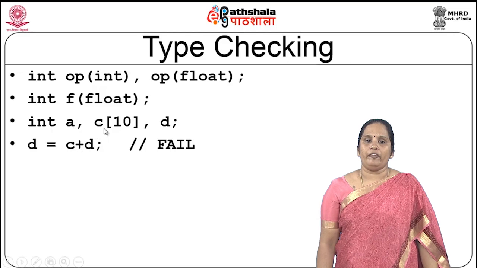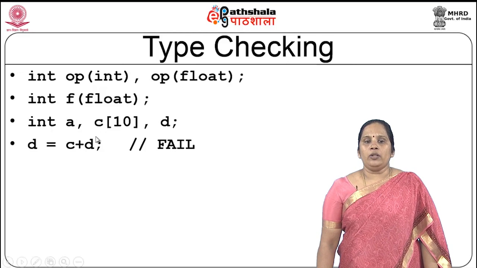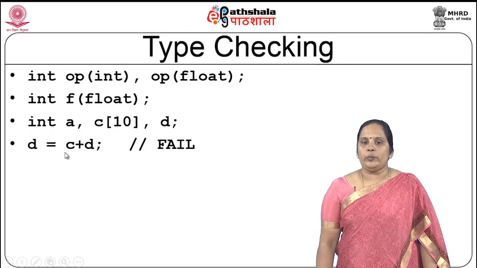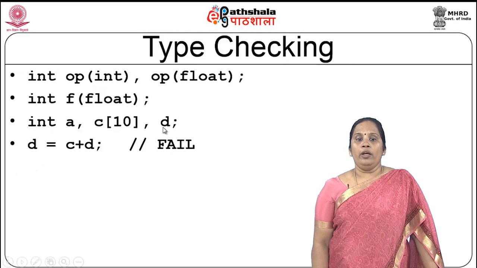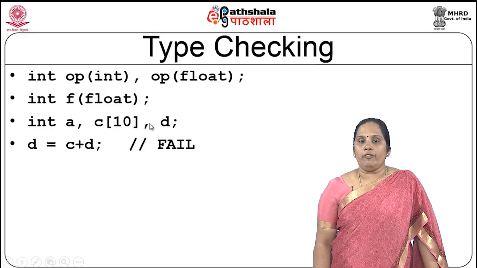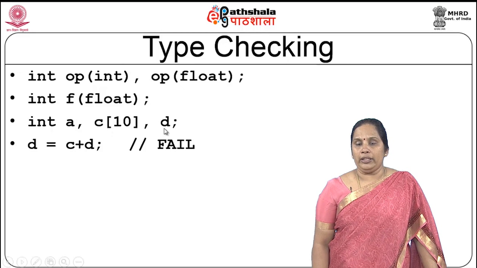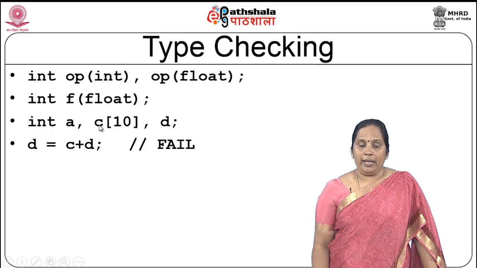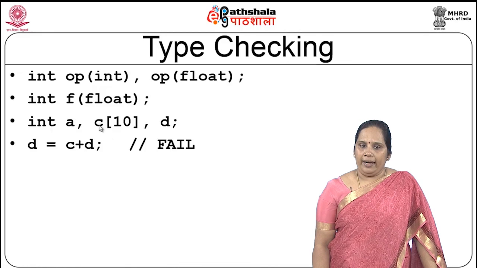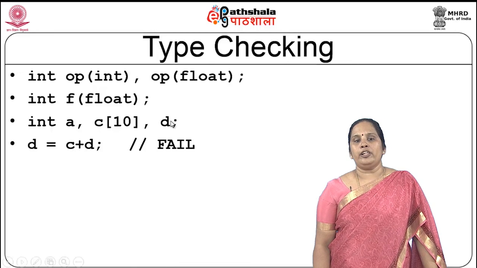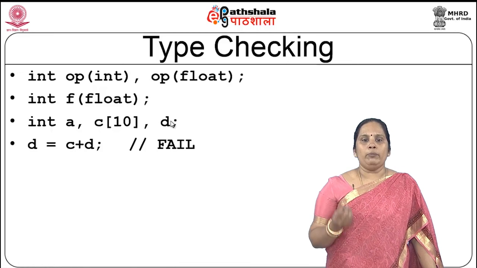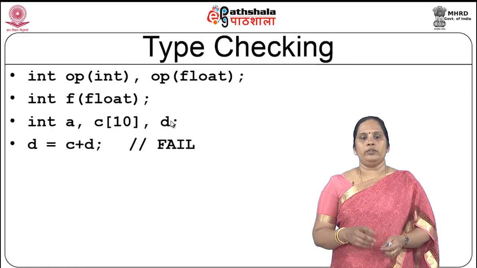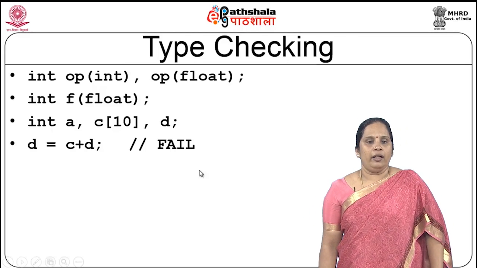C of 0 refers to data, whereas c refers to an address. So I am actually operating on an address with the content. I can operate the address of d with the address of c, but I am not doing that here. I am operating on just c and d. C is the name of the array, which is nothing but an address, and d refers to the variable d and its content. Therefore it is going to result in a failure.